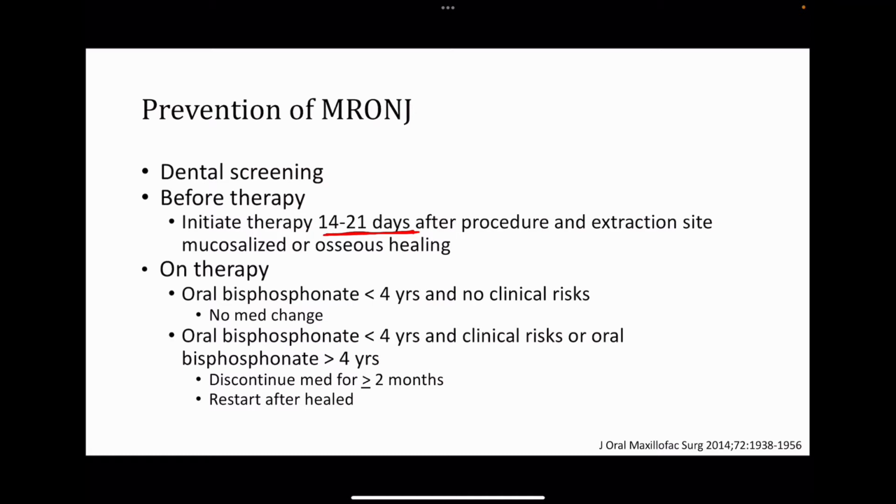Now, let's say the patient is already on therapy and they need some dental intervention done. If they're on an oral bisphosphonate, it's been less than 4 years and they don't have any other risk factors that I mentioned in the previous slide, then we don't need to do a med change. However, if a patient has been on it for less than 4 years, but they do have risk factors, or they have been on the bisphosphonate for longer than 4 years, then we would discontinue the med for at least 2 months or longer, and then we could restart the med after it has healed.